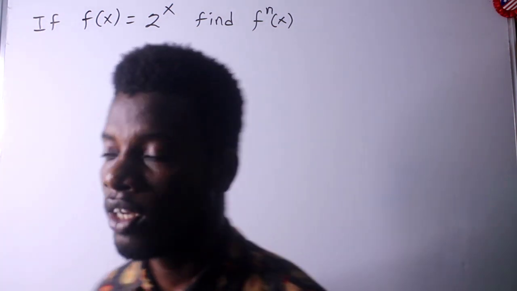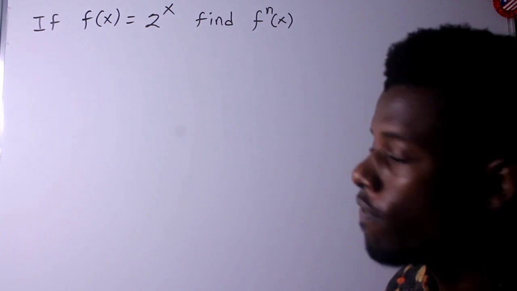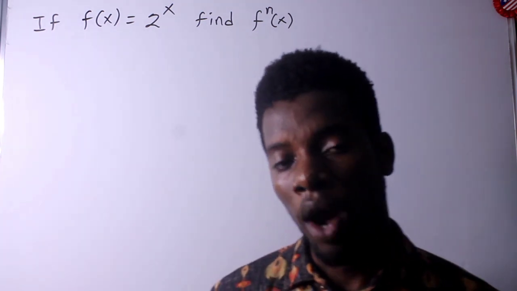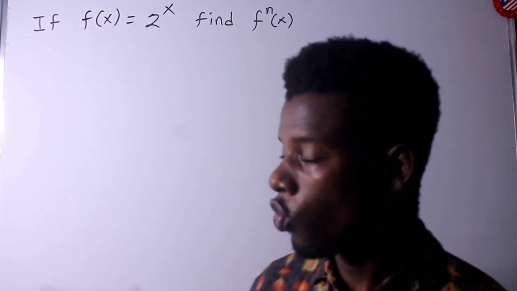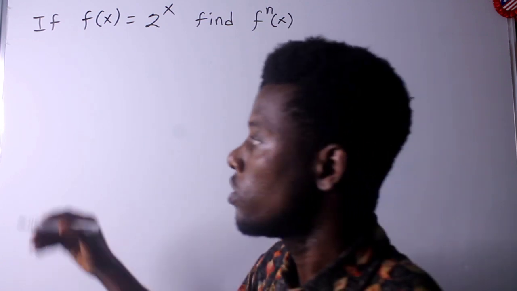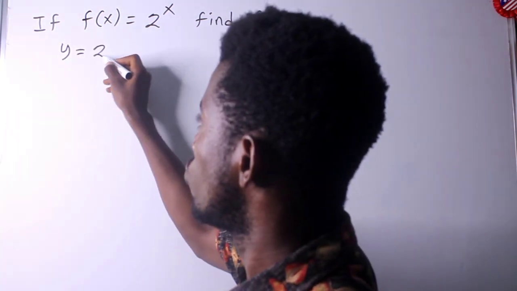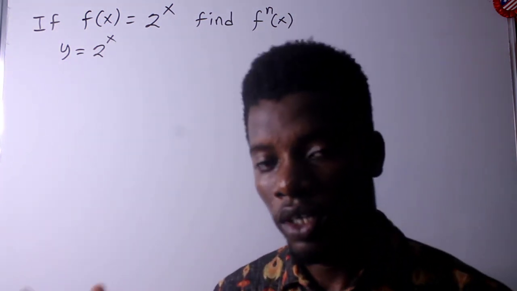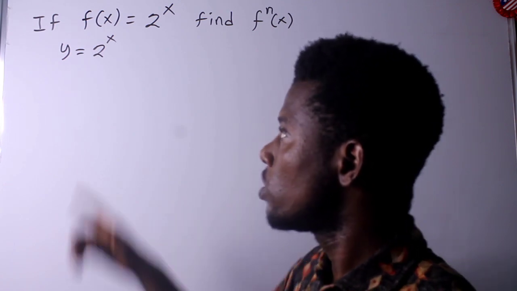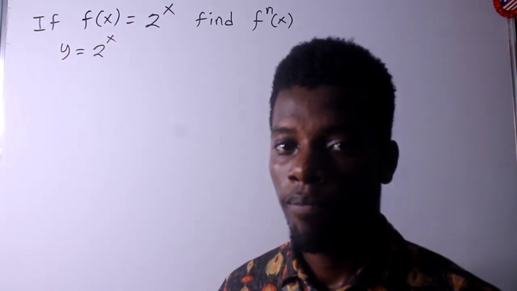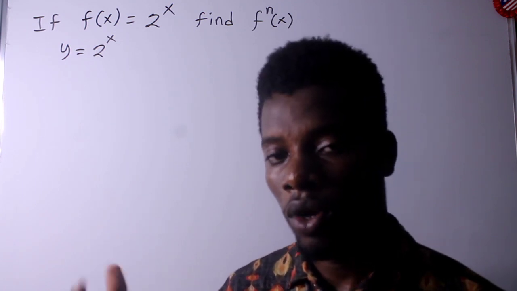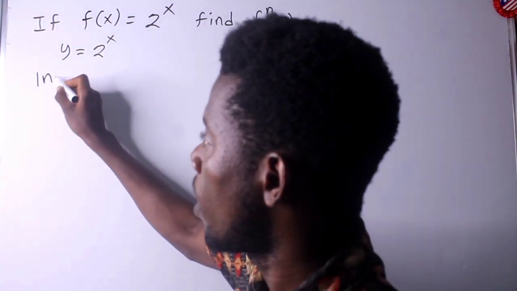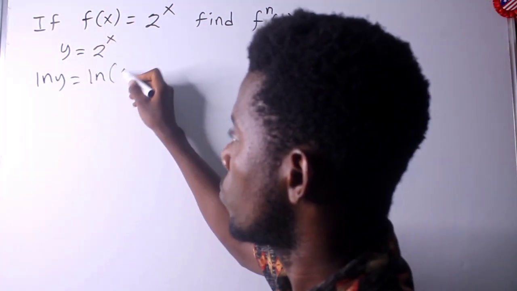So let's begin by finding the first few derivatives of this function. The function is f of x is equal to 2 raised to the power of x, and y is the same as f of x. So we'll replace f of x with y. So you have y is equal to 2 raised to the power of x. If you have y is equal to 2 raised to the power of x, you cannot differentiate just like this. So the first thing you need to do is to make sure this power comes down. And to bring that power down, we need the natural logarithm, the ln. So I'm going to take ln on both sides. So I'll have ln of y is equal to ln of 2 raised to the power of x.